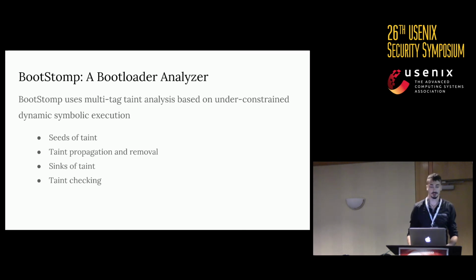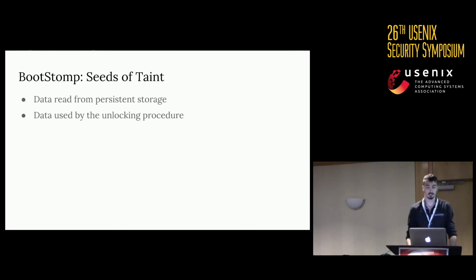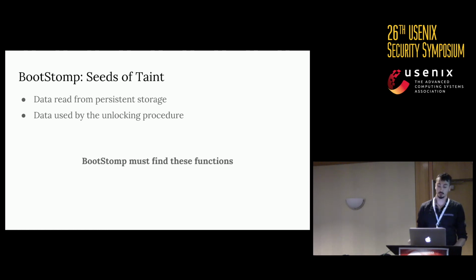As I was saying before, as a taint analysis engine, there are 4 things that we must define. What we mean by seeds of taint, taint propagation and removal, sinks of taint, and taint checking. Let's start from the seeds of taint. We consider seeds of taint any data which is read from persistent storage, and also the data which is used by the unlocking procedure. Now, in order for the bootloader to have this data, it must be read from the hard drive, right? So BootStomp must find the functions that actually read from the hard drive.